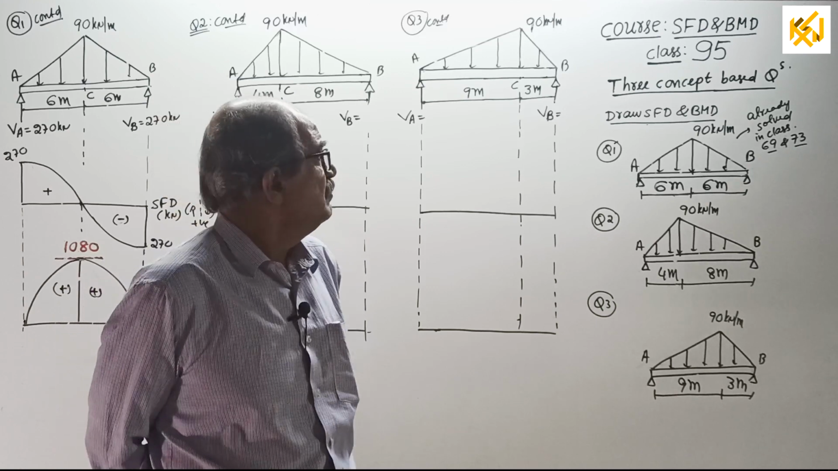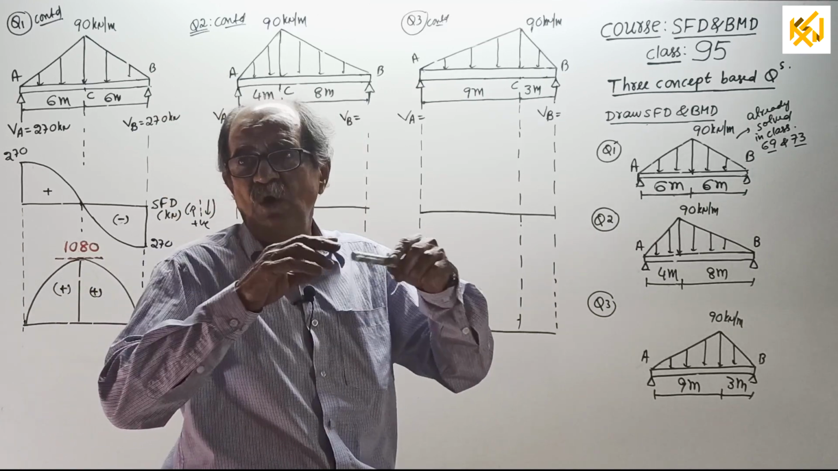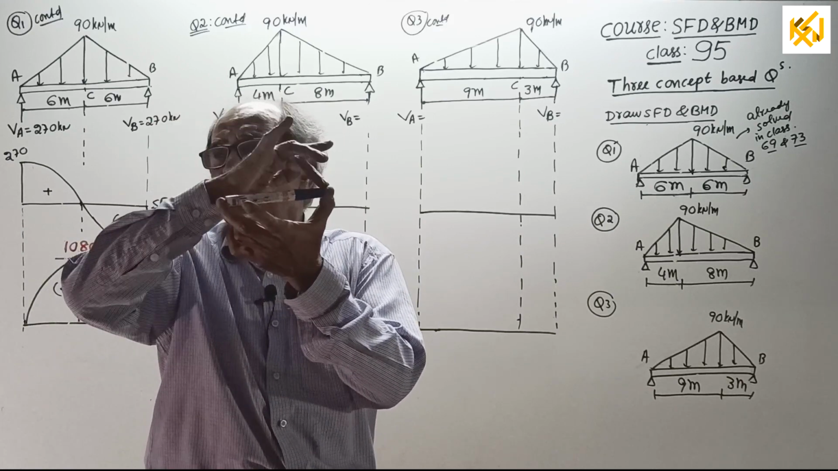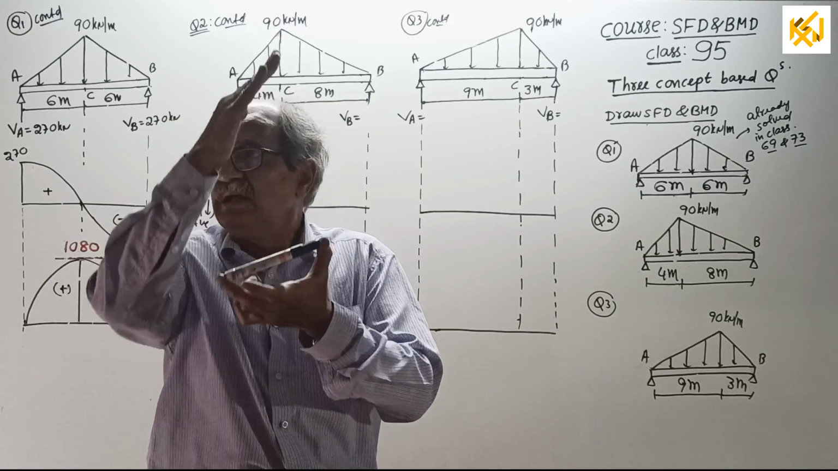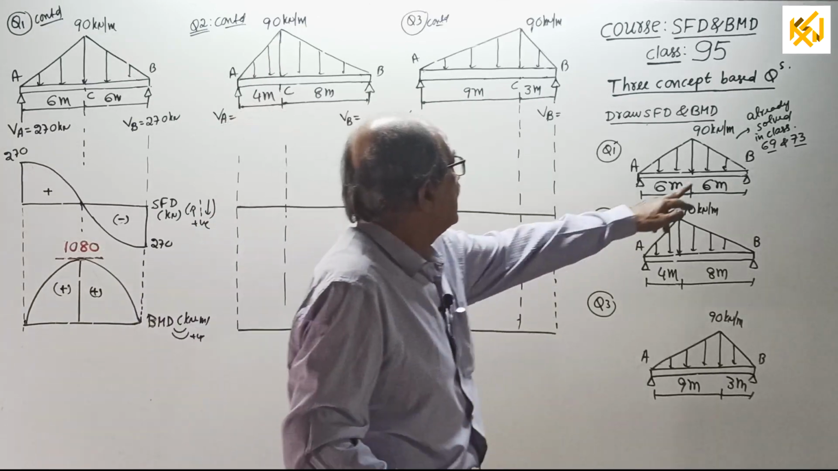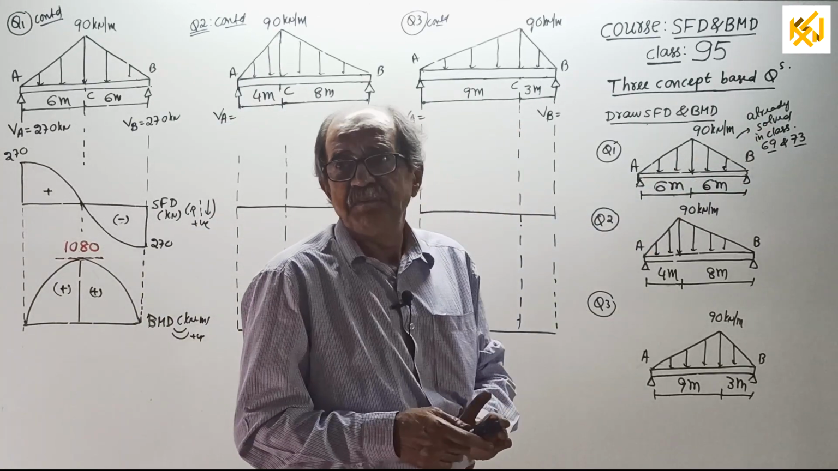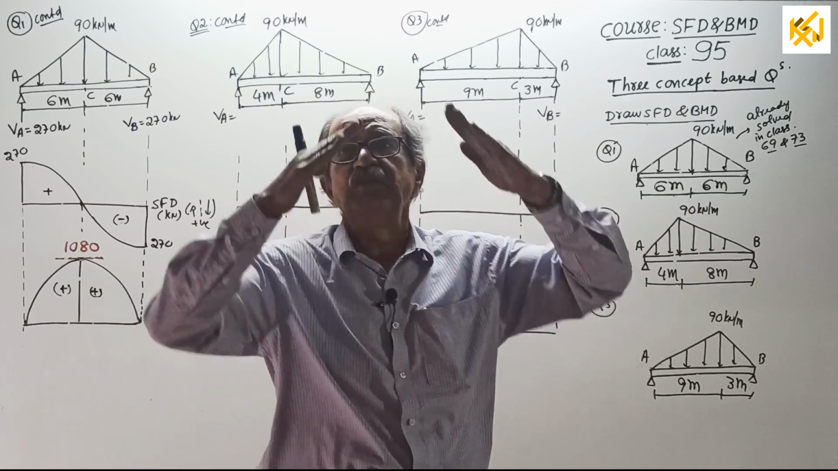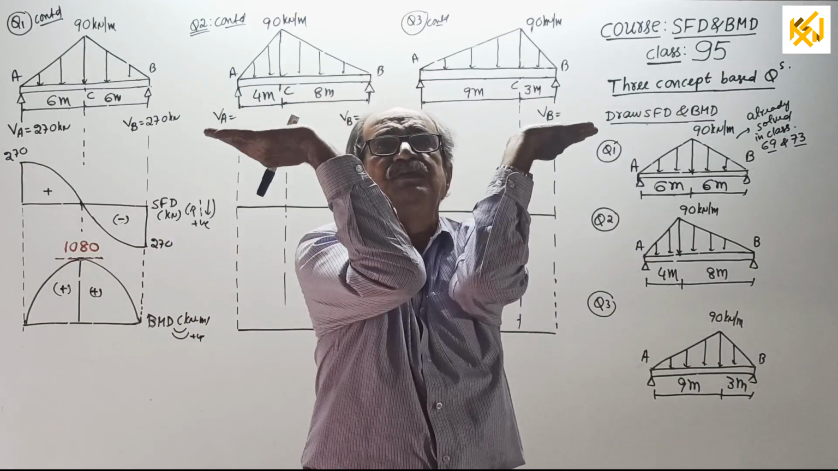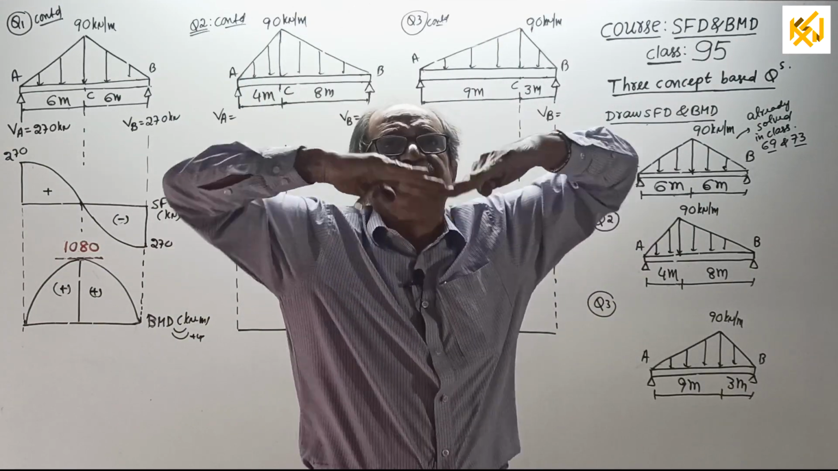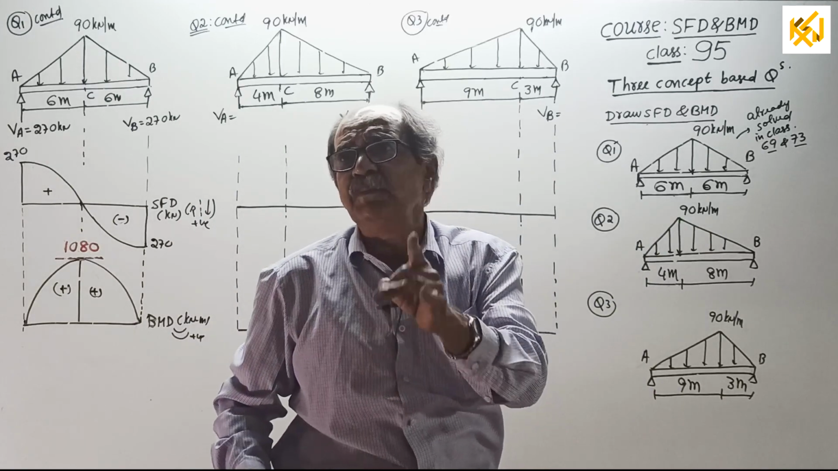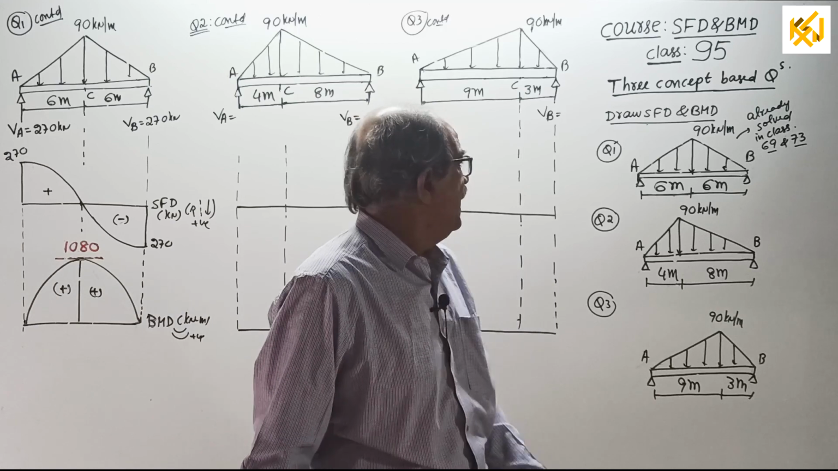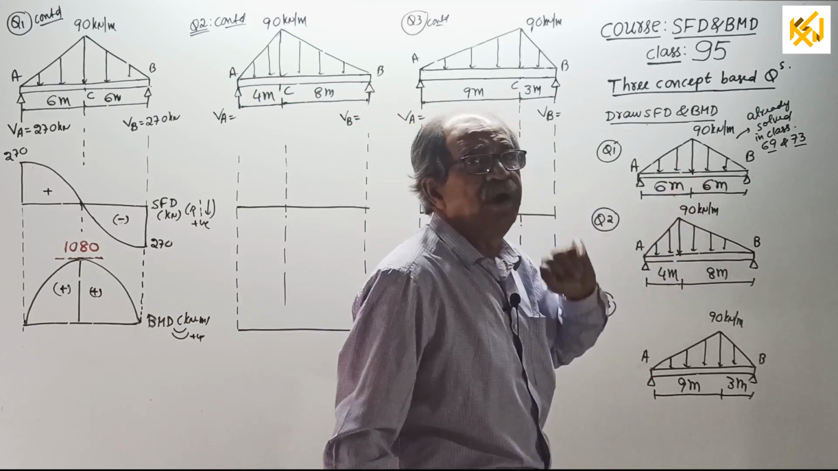As I told last time, a question on a simply supported beam with uniformly varying load, zero at either end and maximum in between. This was solved long back in classes number 69 and 73, but at that time it was maximum at the center. Two standard cases, one this way and one this way. Book work and numerical both are solved. But I have not considered the question where the maximum is not at the center, but somewhere else.